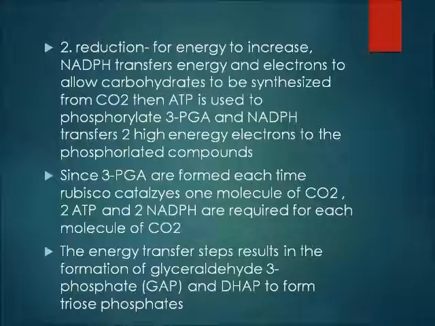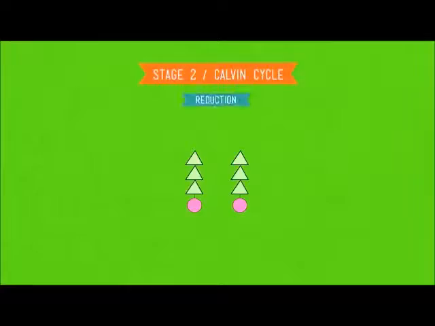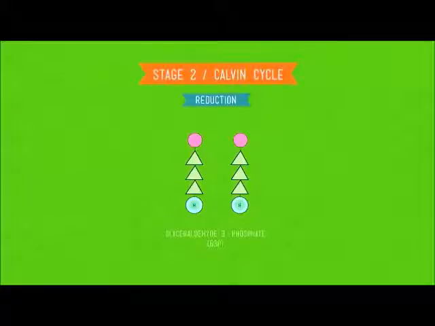In reduction, for energy to increase, NADPH transfers energy and electrons to allow carbohydrates to be synthesized from carbon dioxide. Then ATP is used to phosphorylate 3-PGA, and NADPH transfers 2 high-energy electrons to the phosphorylated compounds. Since 2 3-PGA are formed each time rubisco catalyzes 1 molecule of carbon dioxide, 2 ATP and 2 NADPH are required for each molecule of carbon dioxide. The energy transfer steps result in the formation of glyceraldehyde 3-phosphate, GAP, and DHAP to form triose phosphate.